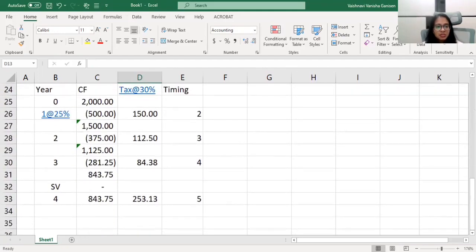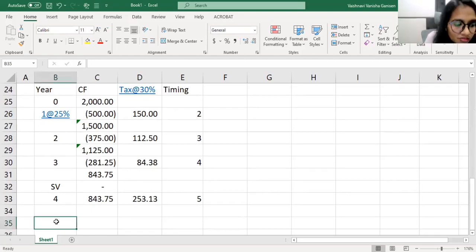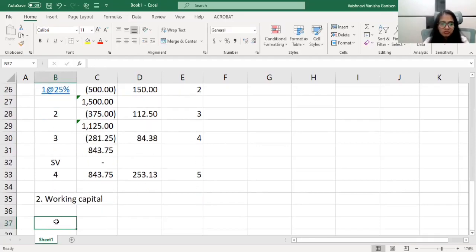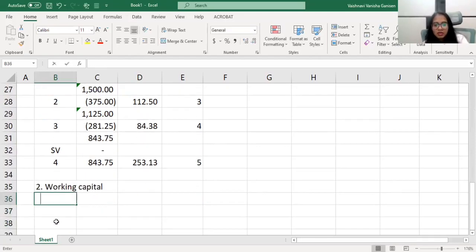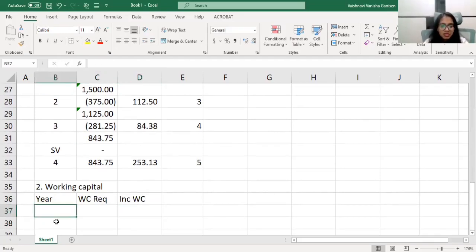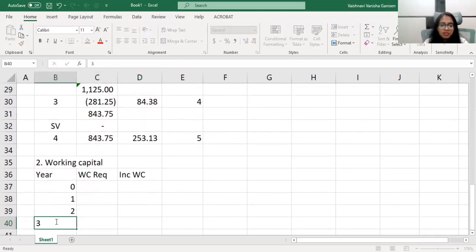Okay, guys, I just want to remind you something. This working capital is a percentage of the sales. That means it is 10% of the revenue. So, number 2, working capital, year, working capital requirement, incremental working capital. So year 0, 1, 2, 3, 4.